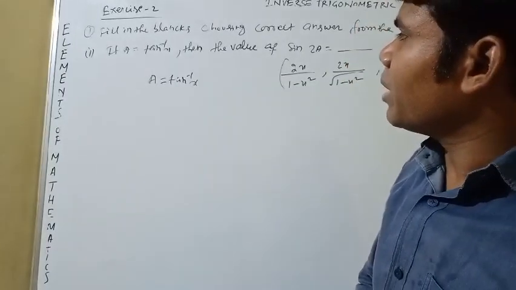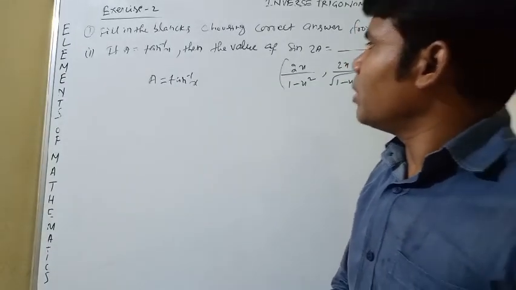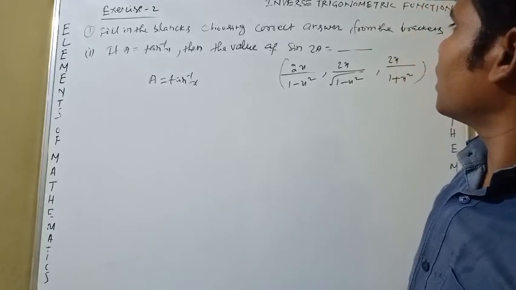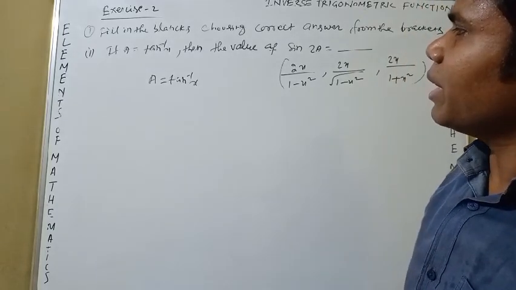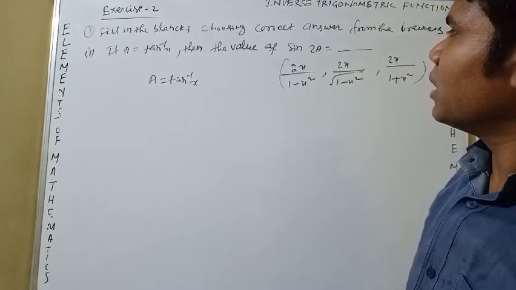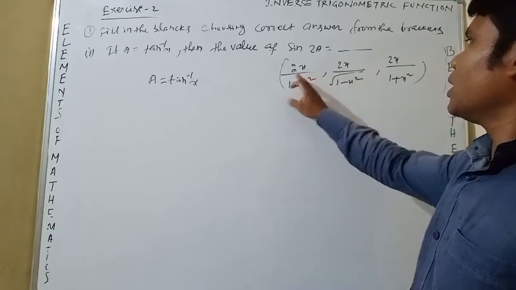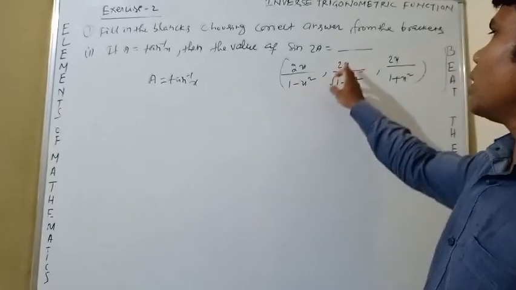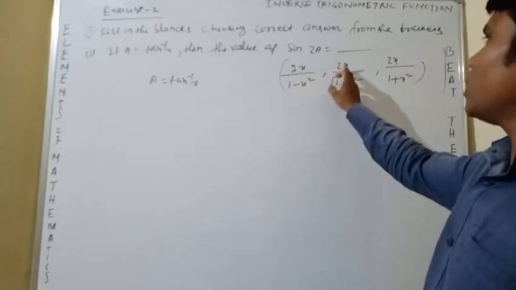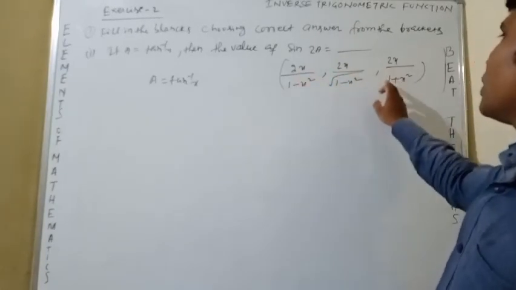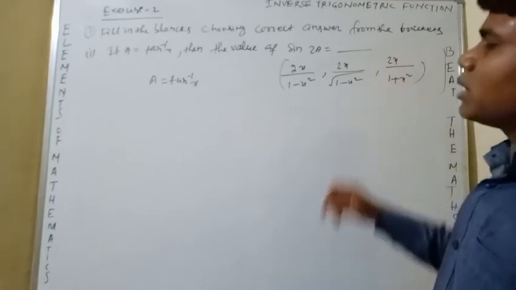The question is given: fill in the blanks choosing the correct answer from the bracket. If a is equal to tan inverse x, then the value of sin 2a is equal to dash. Options given: 2x by 1 minus x square, 2x by root over 1 minus x square, 2x by 1 plus x square.